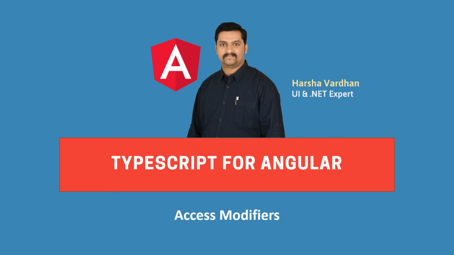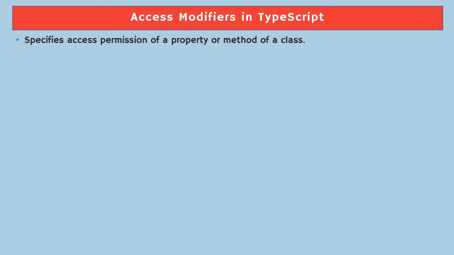Access modifiers can be specified while creating the property or method or any type of member inside the class. An access modifier specifies the access permission of a property or method of a class, indicating whether it can be accessible in the child classes or other classes.